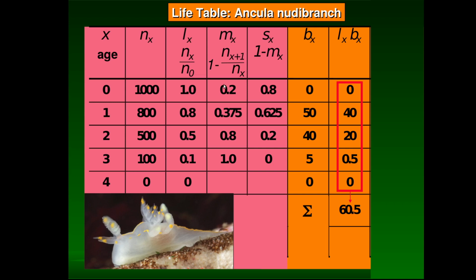So we use another column in our life table that will allow us to calculate the net reproductive rate. This is the LxBx column. And if we sum all the LxBx terms together, we get the net reproductive rate of an individual female in the population. This is also lambda, this net reproductive rate here, which we've got 60.5. Lambda is the fraction by which the population increases each generation.